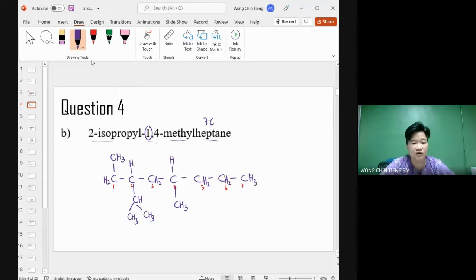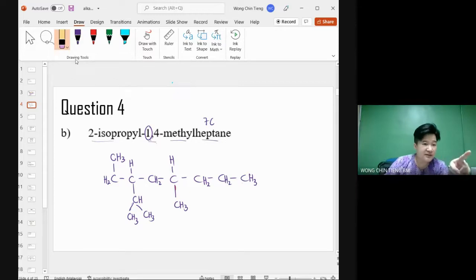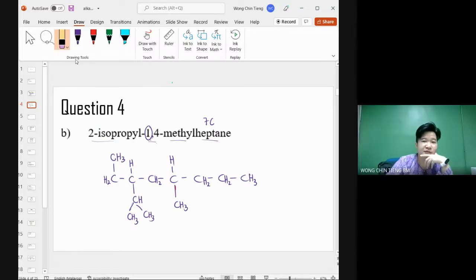So kat sini, longest carbon berapa? 8. Okay, soalan saya. Alif kata 8 dengan siapa kata 8? Tak nampak tadi. Alif, 8 karbon kamu, berapa substituent? 1, 2, 3. Alif punya 8 ada 3.